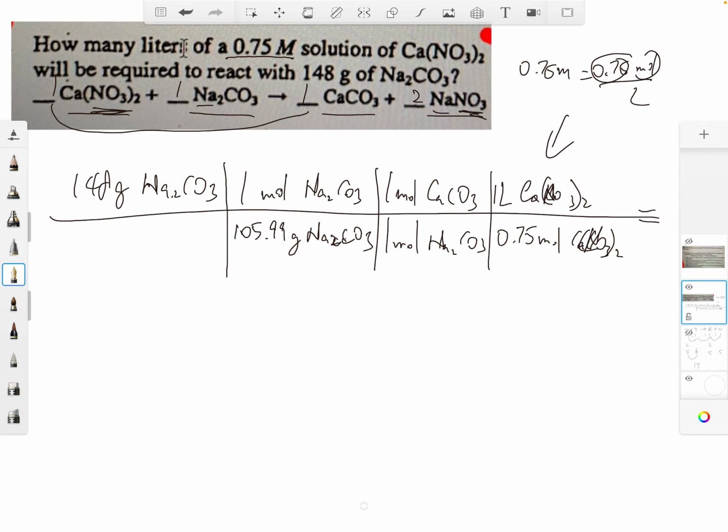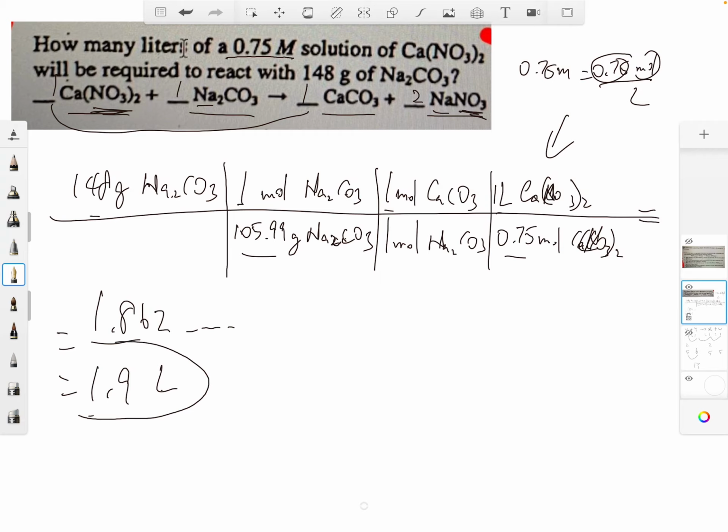After all this calculation, you multiply this by the 1 and divide by these, and it's 2 significant figures. So this calculation results in 1.862 and so on, and because there are 2 significant figures, we round it to 1.9, and the remaining unit is liter. So that's 1.9 liters of this solution.